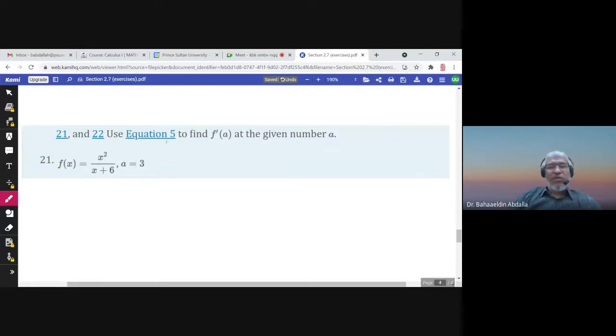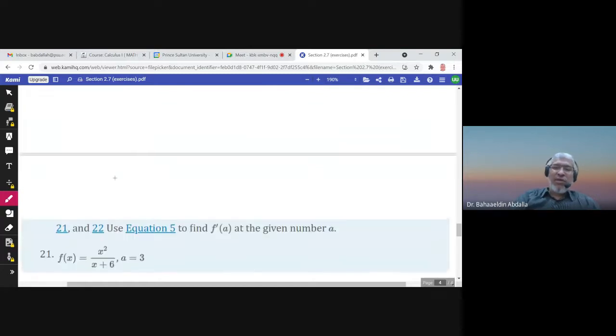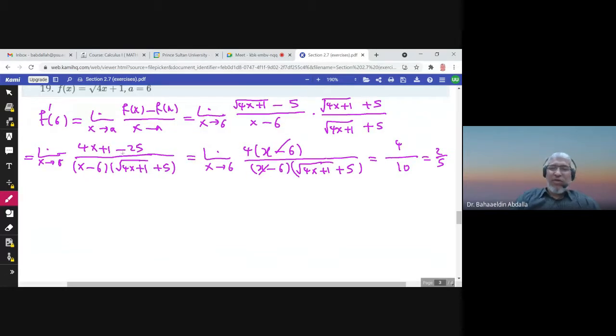Use equation 5 to find f prime of a. I believe equation 5 is, if I remember well, I think definition 4 is not this one. Anyway, I will use both, all right?